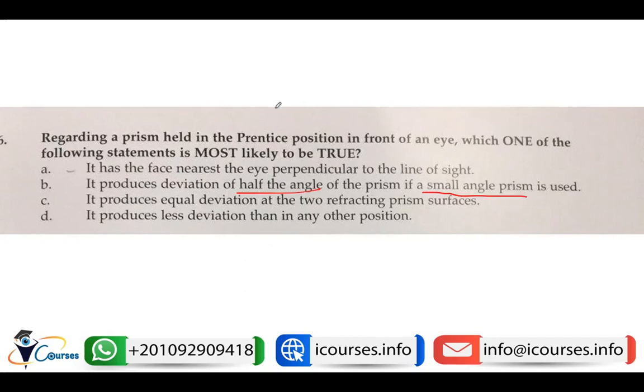Okay, so you all answered the wrong answers except the right answer. This is funny, actually. Okay, the Prentice position is a position of the prism held in front of the face at a specific position. What is this specific position? The face near the eye, the side of the prism which is facing the eye, is perpendicular to the visual axis or the line of sight.